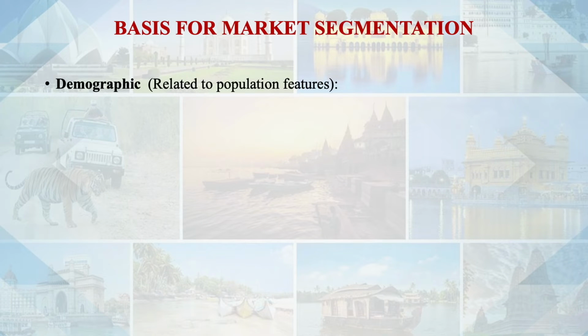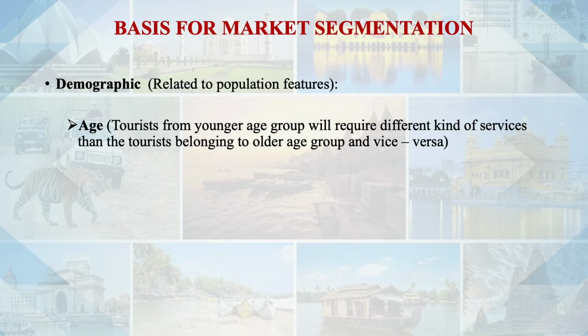The next segmentation can be demographic. Demographic means the segmentation that is related to the population or individual features. So one segment can be age. As we can understand, tourists of differing ages have differing needs and wants. For the same location, for the same temple, the tourists of the younger age group require different services, and the tourists belonging to the older age group will require different services. So we need to alter our tour packages accordingly.